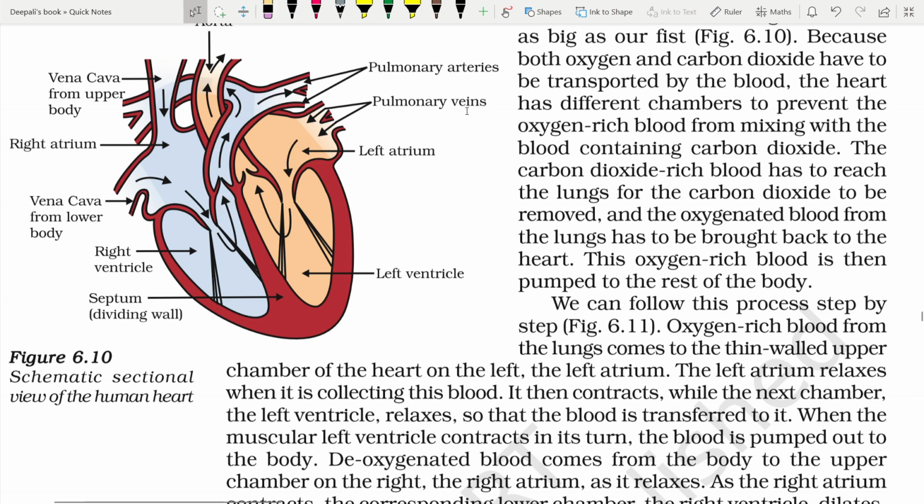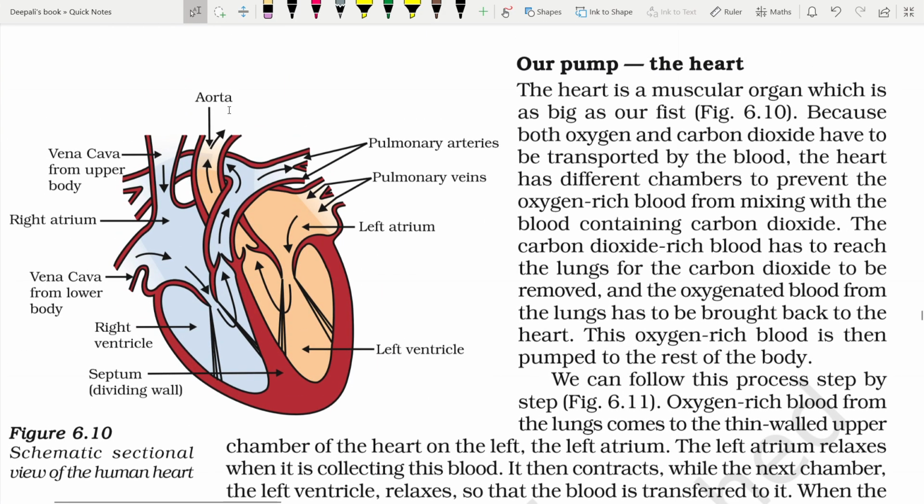This blood brought from the pulmonary vein is emptied into the left atrium, again by the simultaneous contraction and expansion of the left atrium and the left ventricle. Through the bicuspid valve, the blood flows into the left ventricle, and from the left ventricle, due to contraction, it moves out into the body through the biggest artery, that is the aorta.